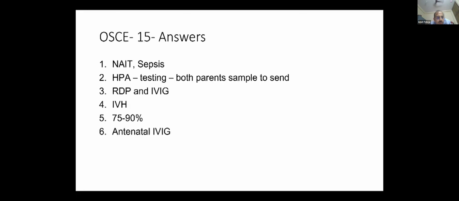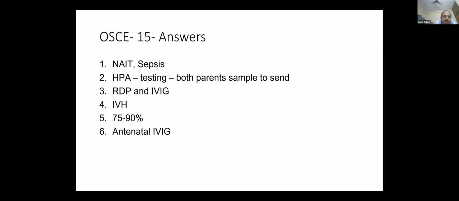So this newborn we have to give platelets as it is less than 30,000. 30,000 is the target we have to maintain. So platelet transfusion has to be given and IVIG also. So if we are suspecting NAIT, IVH has to be ruled out. And if one pregnancy has NAIT, there is a 75 to 90% chance the next pregnancy may again develop NAIT. So antenatally in that pregnancy, we'll have to give antenatal IVIG.